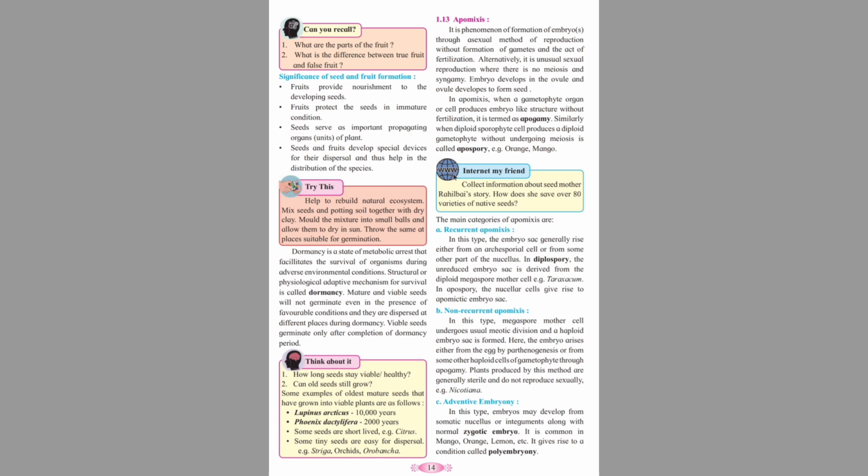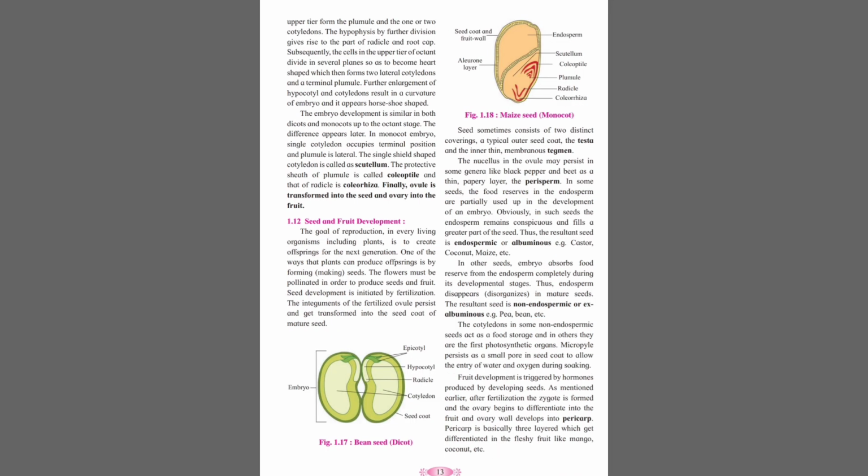Non-recurrent apomixis involves meiosis and a haploid embryo sac, with the embryo forming from the egg without fertilization. Adventitious embryony. Embryos develop directly from somatic nucellus or integuments without fertilization, e.g. mango, orange, lemon, citrus. Can you recall / significance of seed and fruit formation? These sections likely ask questions about the parts of a fruit and the importance of fruits and seeds for plant propagation and dispersal.